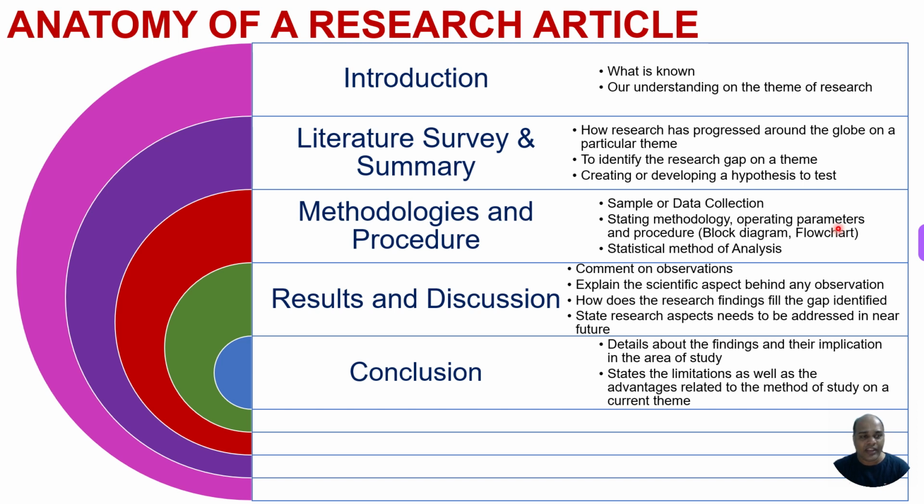And then comes the table. The table will indicate the parameters involved in your experimentation process. So we have to state all the parameters or the conditions when we performed our experiment. That also should be quoted in the methodology section. So here, after collecting the data, we have to state the methodology, what are all the operating parameters and what is the procedure involved in doing the experimentation or analytical analysis.